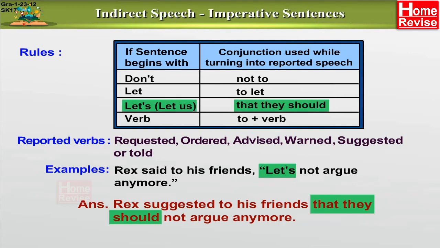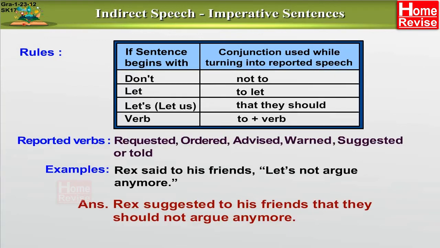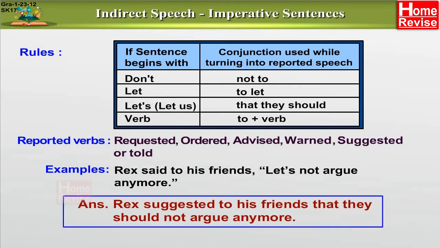Please remember children, let us is the phrase which denotes that the action is going to happen somewhere in the future, and that's the reason we say should not, which suggests that the action is going to happen in the future. And since it is reported speech, we have to use the past tense form of the future tense, which is should. So the answer is: Rex suggested to his friends that they should not argue anymore.